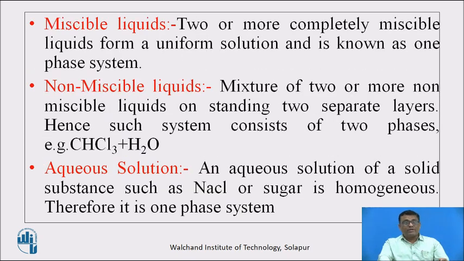At the same time, if you take a second example, that is non-miscible liquids, a mixture of two or more non-miscible liquids on standing gives two separate layers, because by nature they are non-miscible. When we shake the test tube and allow it to settle, after a particular time it gets separated into two layers. Hence, such a system consists of two phases. Example, chloroform plus water. Whenever chloroform is mixed with water, the test tube shows two different phases. So for non-miscible liquids the number of phases is equal to 2.